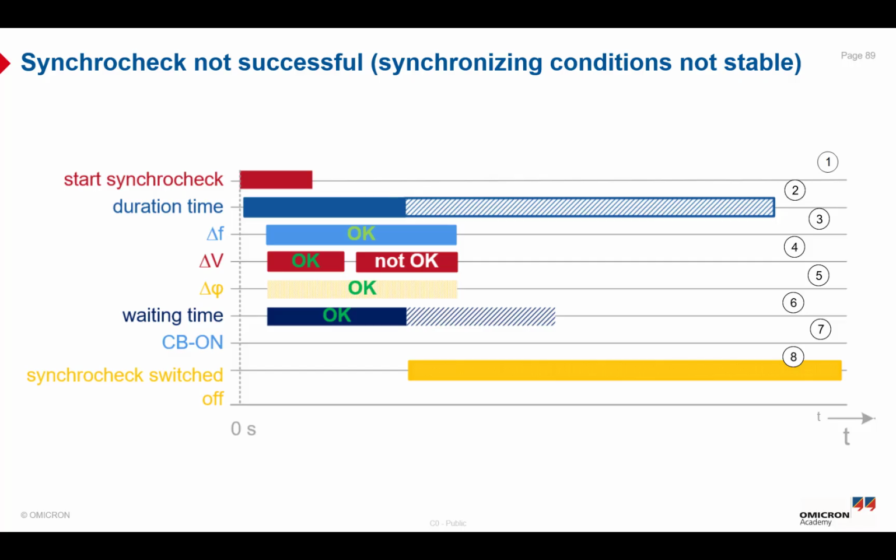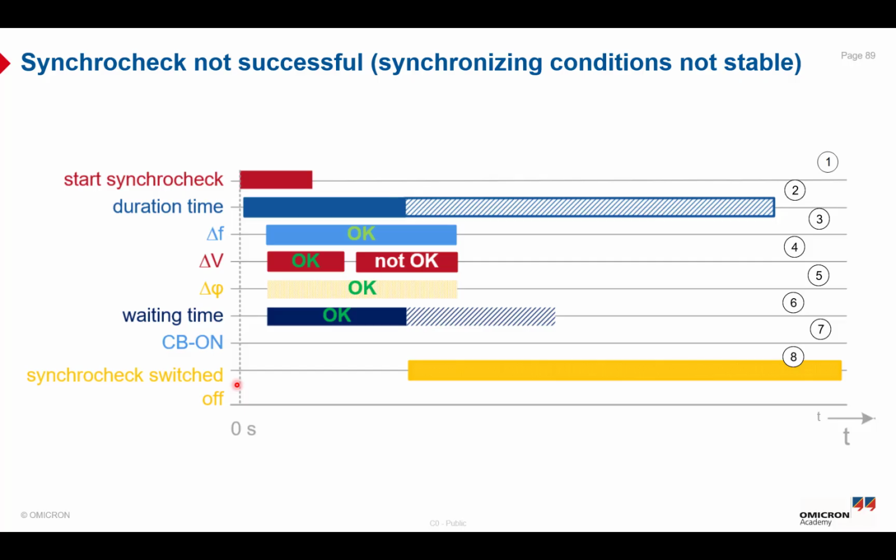So as you can see from our screen here, the Synchrocheck is started, and here is the duration time. Delta F was okay, delta V was okay, and then it changed to not okay, which means it's not stable. So the synchronizing condition is not stable because of delta V, and delta phi was okay. So the waiting time will be terminated here because the synchronizing condition is not stable due to delta V, and the circuit breaker will not be on, and the Synchrocheck release will not be issued. Okay, so in line number 8 here, the Synchrocheck will be switched off or aborted after the elapsing of the waiting time.